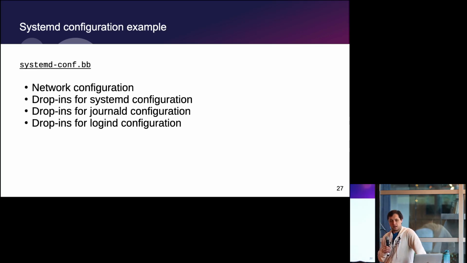There's systemd-conf also, isn't it? Yes, for the configuration, there's systemd-conf. What goes there by default is network configuration and drop-ins for different systemd services like journald and logind. Usually those drop-ins have higher precedence than the default configuration. So if you need to change some default values, it's better to use drop-ins rather than replacing them in systemd.